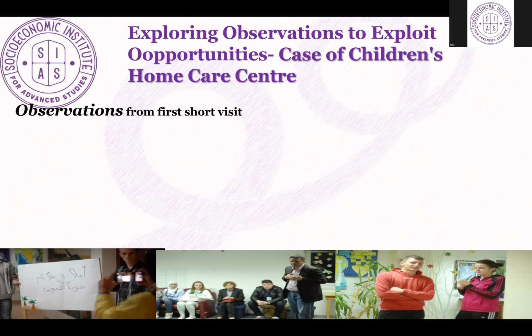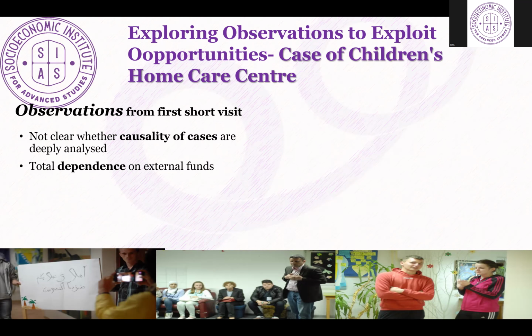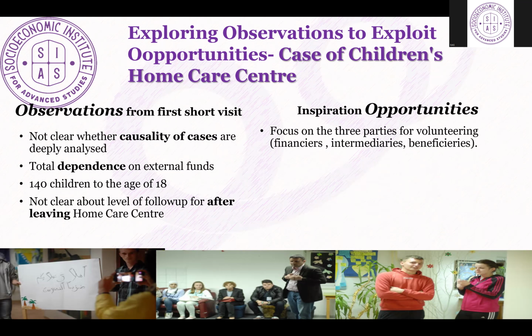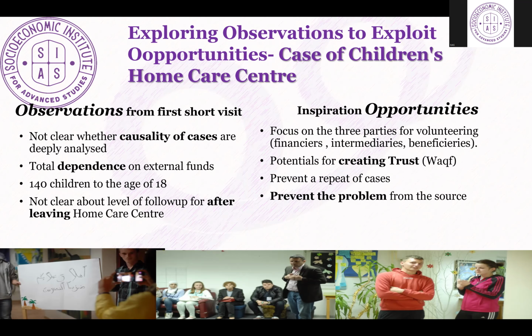The other case was the children's home care. In this home care, there was no clear causality of cases, which need to be deeply analyzed. There is total dependence on external funds, 140 children of age 18, and they are not clear about the follow-up after leaving the home care. The opportunity here is to focus on three parties for volunteering: financiers, intermediaries, and the beneficiaries. They should create a trust, a waqf, which also prevents repeat cases and prevents the problem from the source.